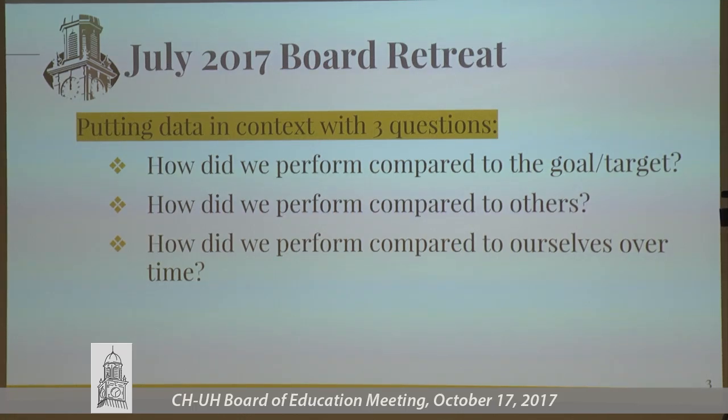During our retreat in July, we looked at state testing data. We had some preliminary results at that time, and focused on putting the data in context by answering three questions. The first question that we are working to answer is, how do we perform compared to the overall goal or target? How do we perform compared to others? And then how do we perform compared to ourselves over time? This is also referenced as trend data or comparing.